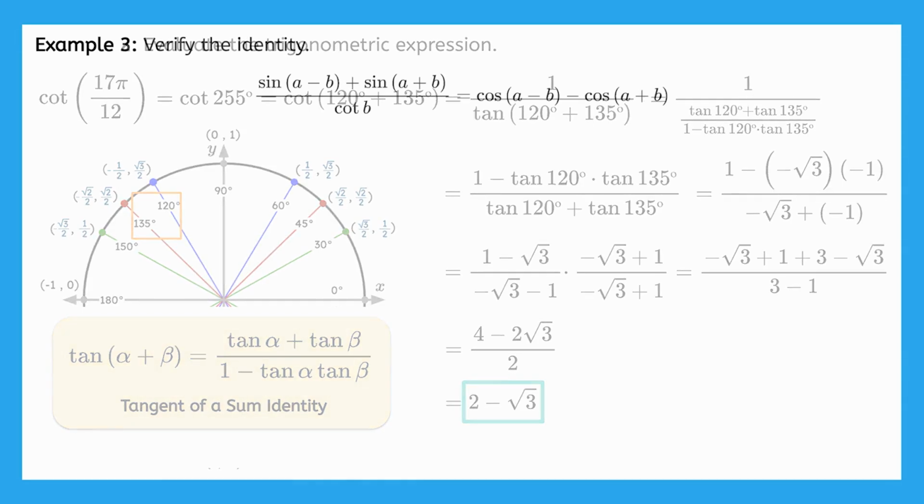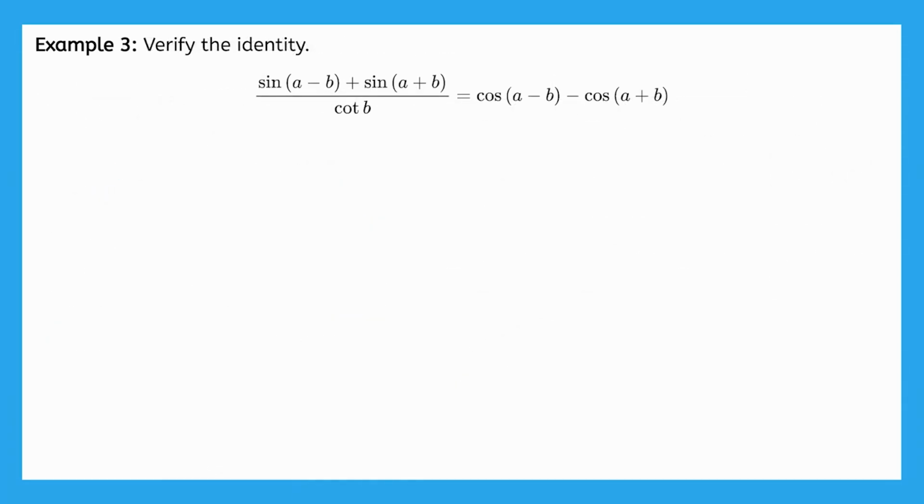We'll wrap up our lesson with one last example. Let's verify this identity. Do you think we should work on the left side, the right side, or both sides? Since both sides are somewhat complex expressions, we should manipulate both sides and break them down with the identities we've learned. Using your reference sheets, determine which identities we should use to expand each side. Pause the video and do that now.